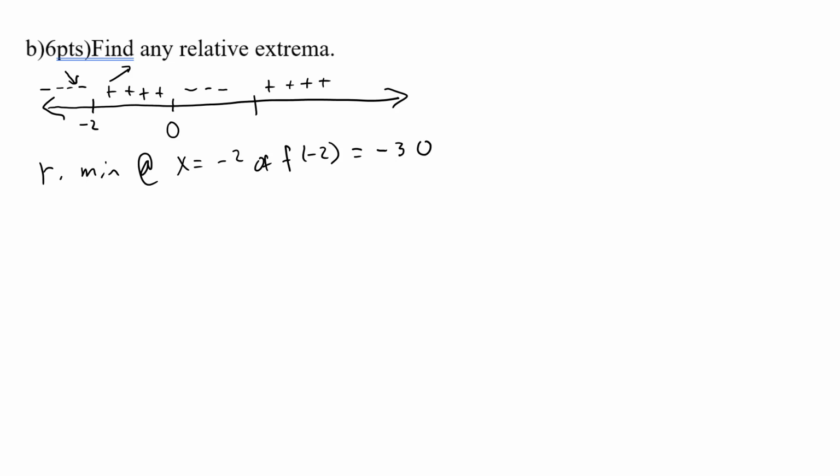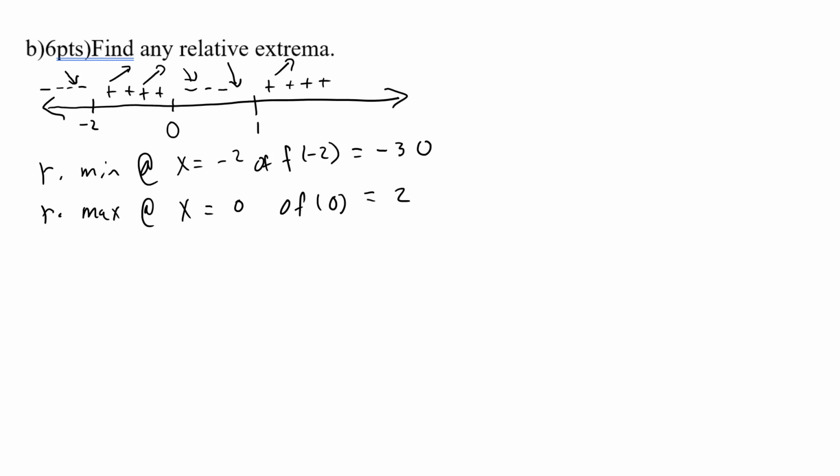Then you were going up and then down at 0. So then you have a relative max at x equals 0 of f of 0. And when you plug in 0 into your original formula, you get 2. And then you can see that you were going down and then up until you got to 1. You were going down, and then at 1, once you got past 1, you started going up.